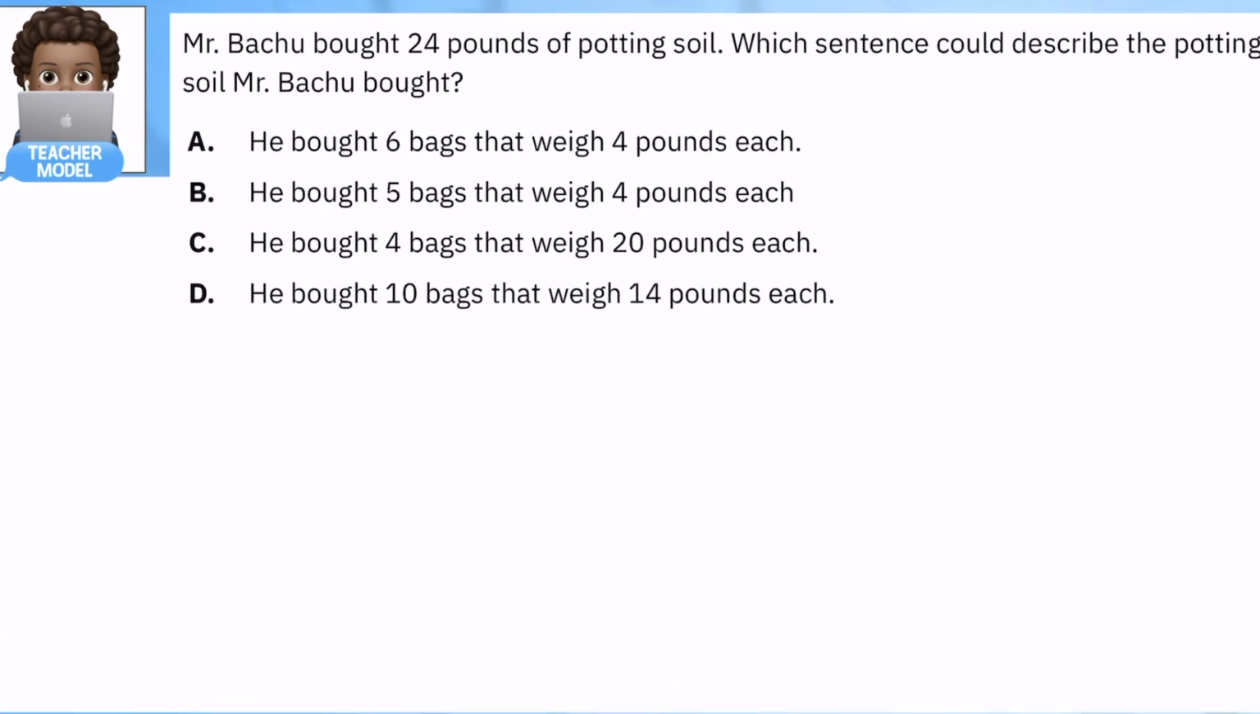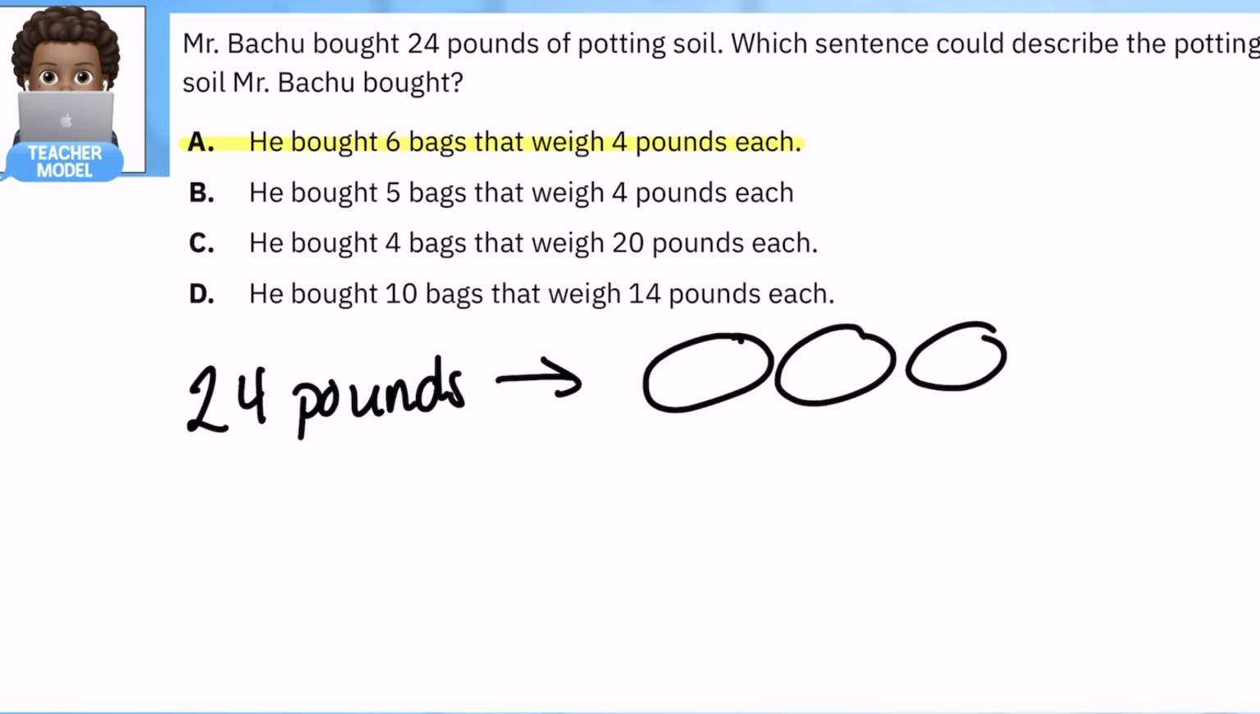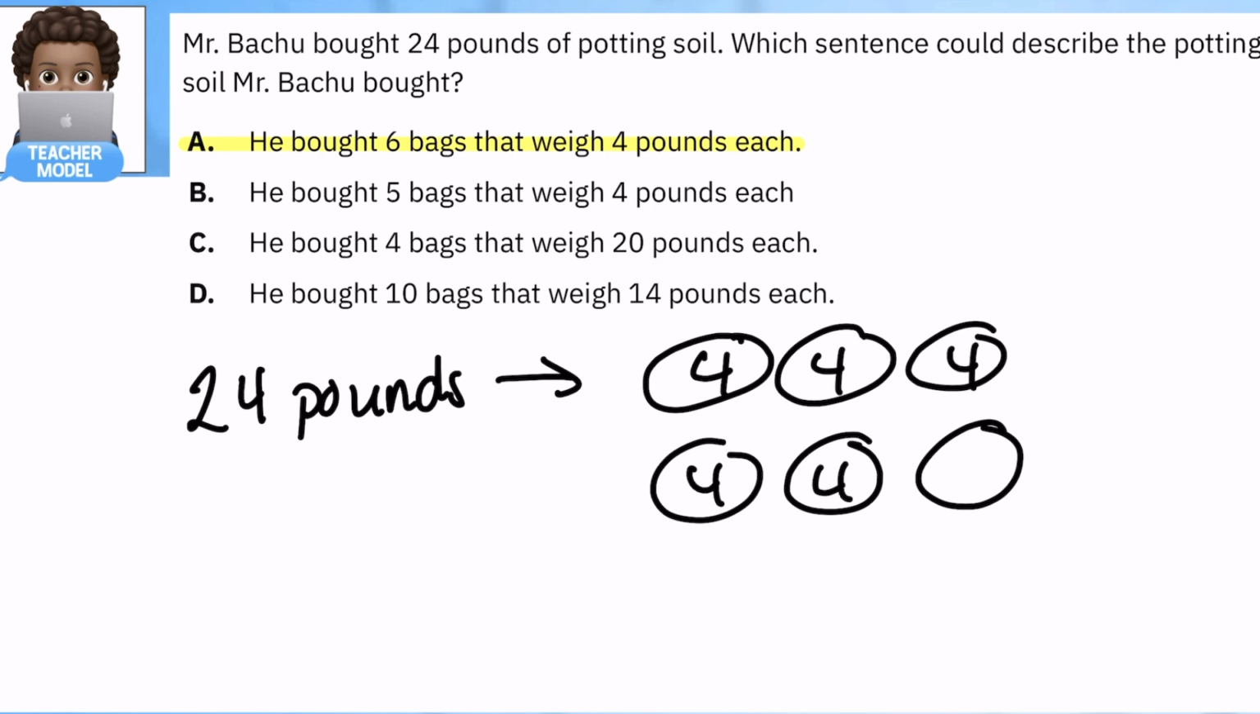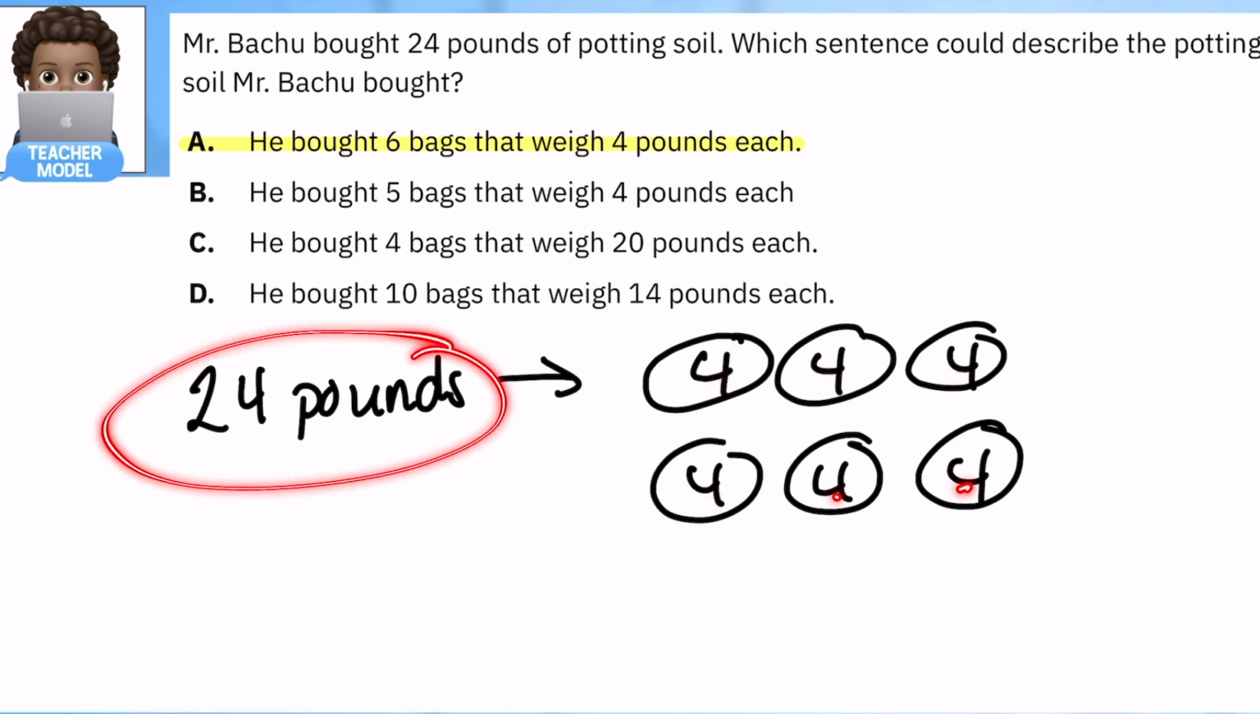Okay, let's show a solution in 3, 2, 1. There it is. A. He bought 6 bags that weigh 4 pounds. Why could that describe the potting soil? Because if I have 24 pounds, I could represent this as 6 bags, so I could have 6 circles, and each circle has 4 pounds. And if you were to add those up, or skip count, 4, 8, 12, 16, 20, 24, they would all be equal to 24. So that is the best solution.